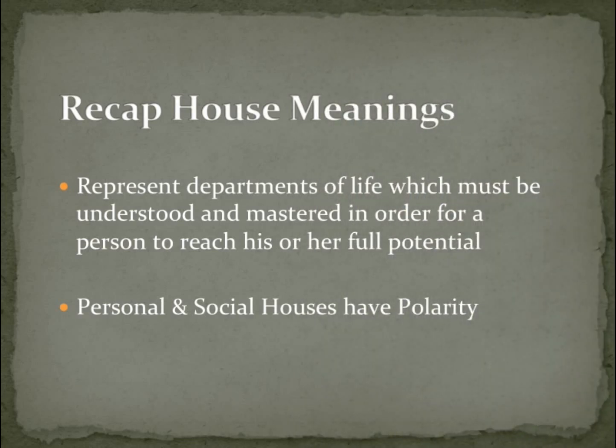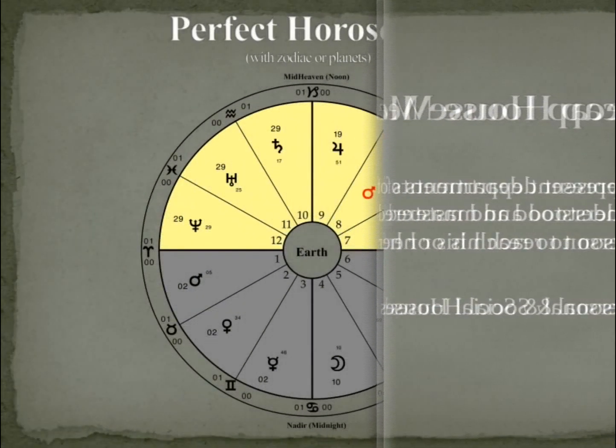To recap house meanings, there are two major points to remember. One, they represent departments of life which must be understood and mastered in order for a person to reach his or her full potential in life. Two, there are personal houses and there are social houses, and there's polarity between them.